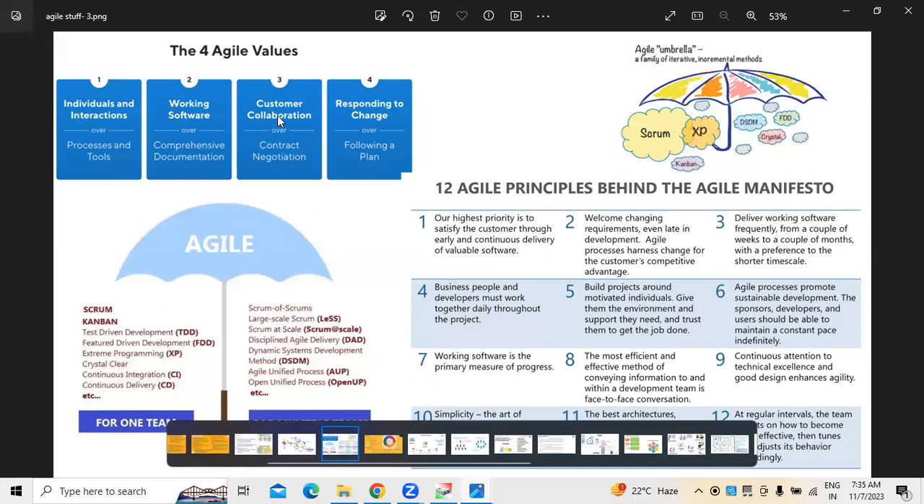The fourth one is responding to change. Responding to change means, that's what I said, right? Last minute surprises will also be entertained in Agile. Why? Because the functionalities we are presenting, especially in Agile, will be in the form of user stories.